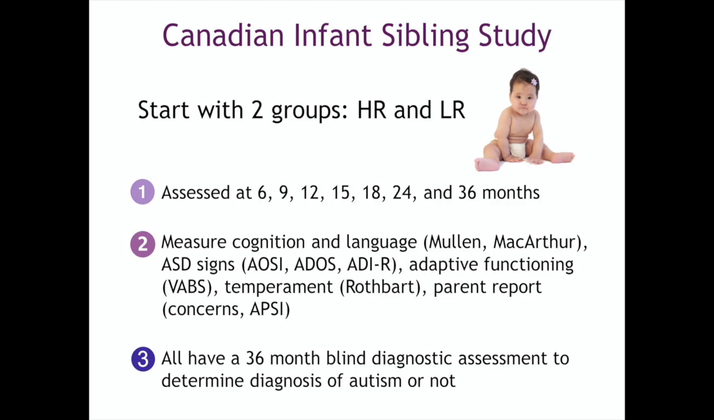And then at 36 months of age, all the children, including the high risk and the low risk, underwent a blind diagnostic assessment for autism. So we've got a psychologist who had never seen these kids before come in and do an ADOS with them and then give their best clinical estimate on whether they thought that child met the criteria for autism or not.